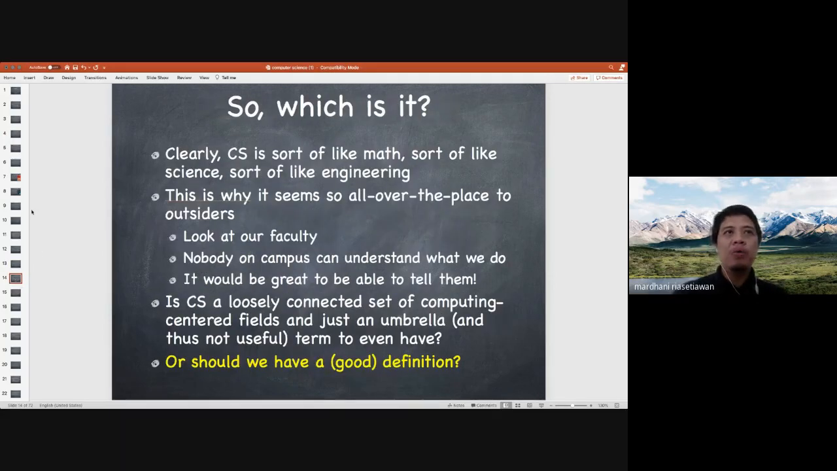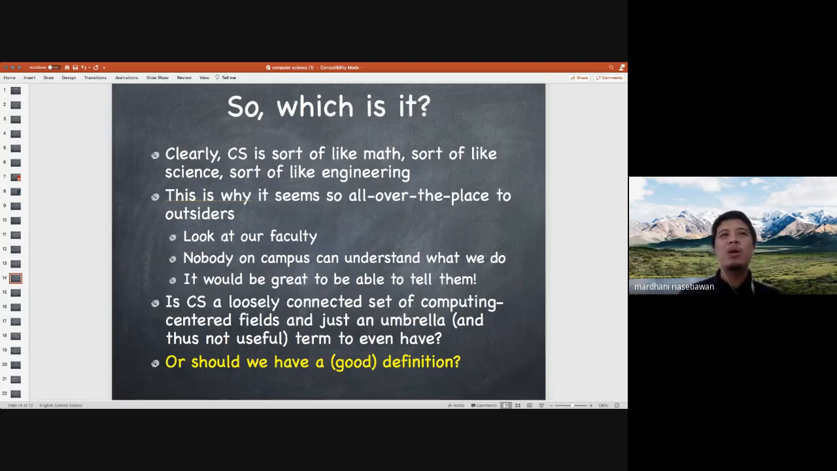So when we see this one, computer science is clearly sort of like math, sort of like science, and sort of like engineering. So it's like data science, for example. Data science is one of the areas that not only discusses data, but is also sort of like mathematics, science, and engineering. Same with computer science. So this is why it seems so all over the place to outsiders.